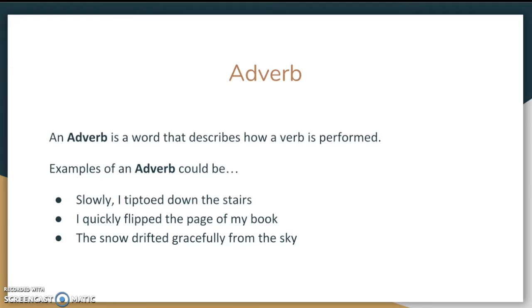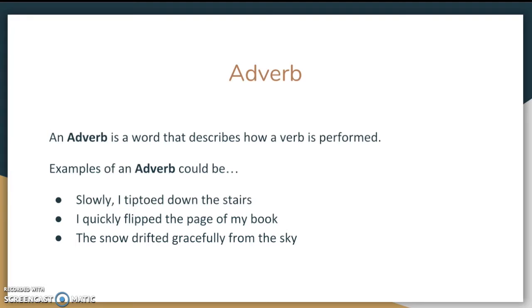An adverb is the next and last part of speech we will go over. An adverb is a word that describes how a verb is performed. Examples of an adverb could be: slowly I tiptoed down the stairs. Slowly is describing how I tiptoed.